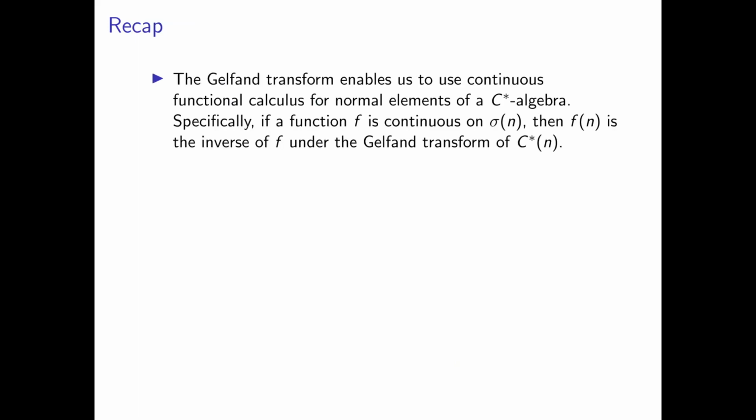So, to recap what we have gone over this lecture. First off, the Gelfand transform enables us to use continuous functional calculus for normal elements of a C-star algebra. Specifically, if a function f is continuous on the spectrum of n, then f of n is the inverse of f under the Gelfand transform of a C-star n. And then we have to be a bit careful with 0: if it lies in the spectrum, then f will have to be a function that vanishes at 0.